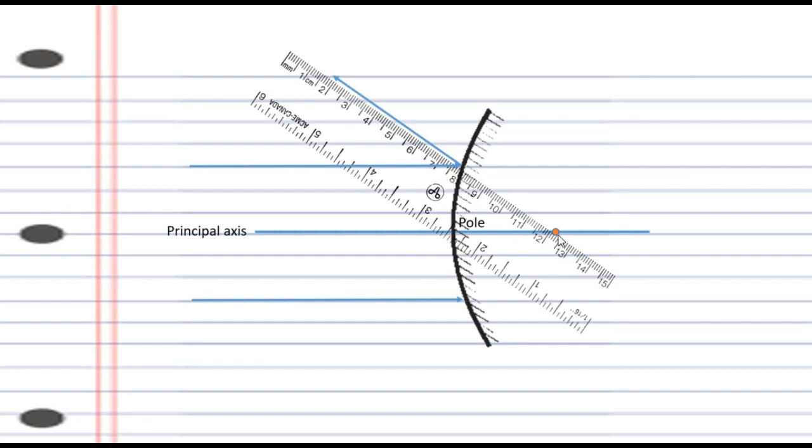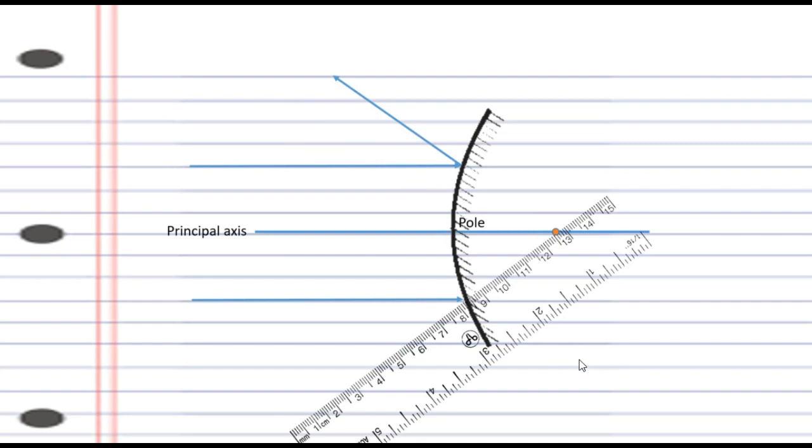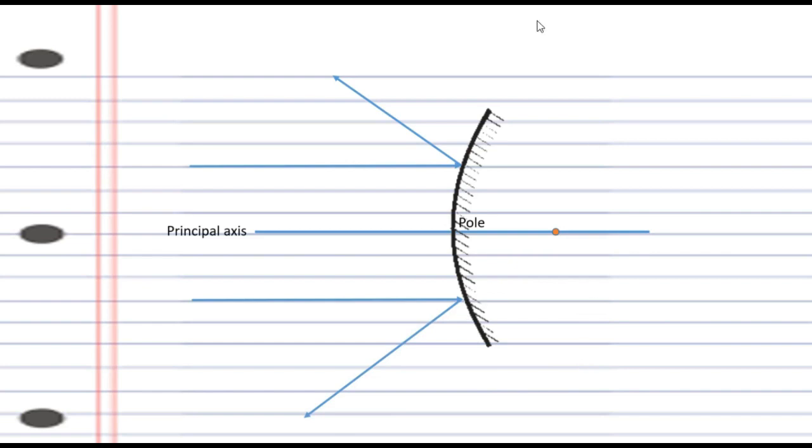In the same way, keeping this as a reference point, down below we have to draw the reflected ray. Now you can see this convex mirror, and these are the rays which have diverged after reflection from the convex mirror. Now the diagram is not yet over.